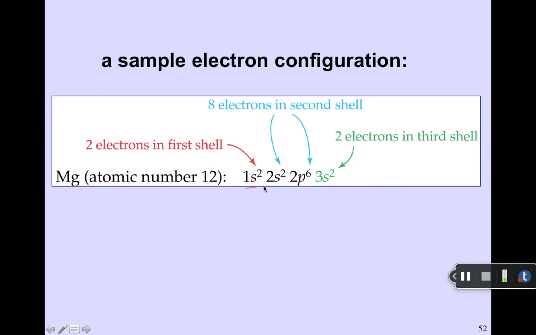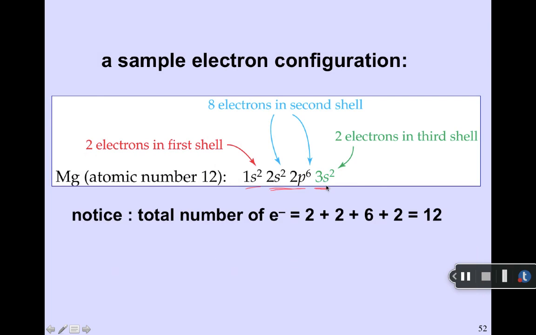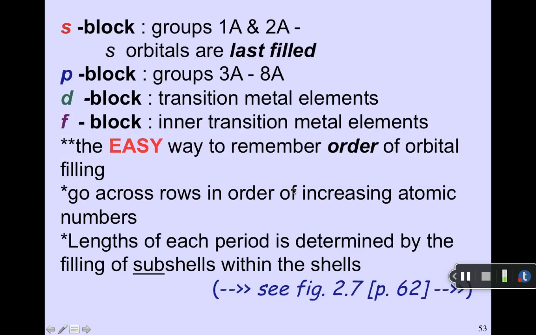So when you see this configuration for magnesium, it shows the first shell has 2 electrons, the second shell has 8 total in 2 different subshells, and the third shell contains only 2. That's as far as it gets for magnesium, and it's 12 electrons. The total number is 2, 2, 6, and 2, which makes 12.